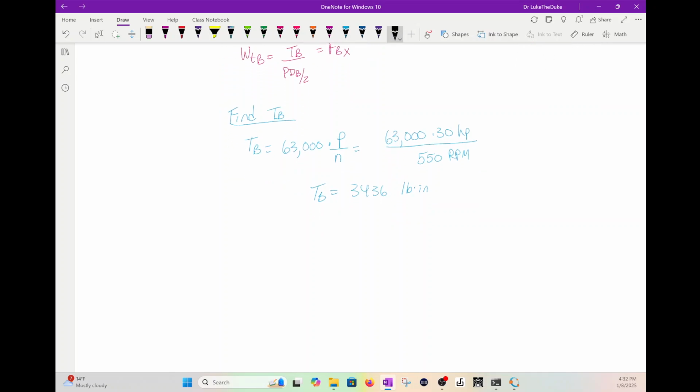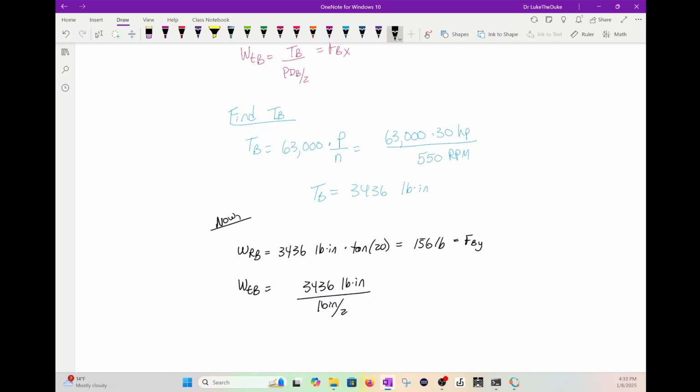So now we can find the radial and tangential forces. WRB is 3,436 pound-inch times tan of 20 to get 156 pounds. Again, call this FBY. And then we have WTB, which is 3,436 pound-inch over 16 inches divided by 2, giving 430 pounds. Call this FBX.